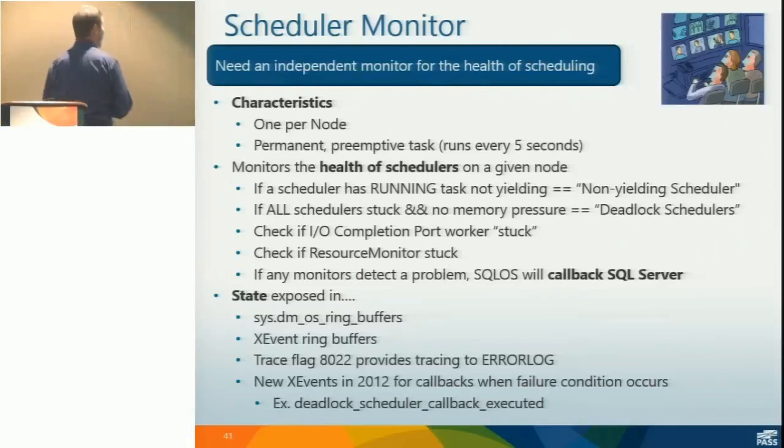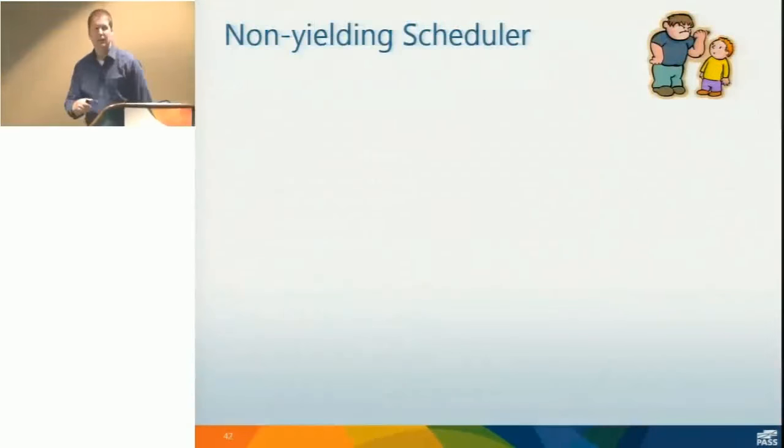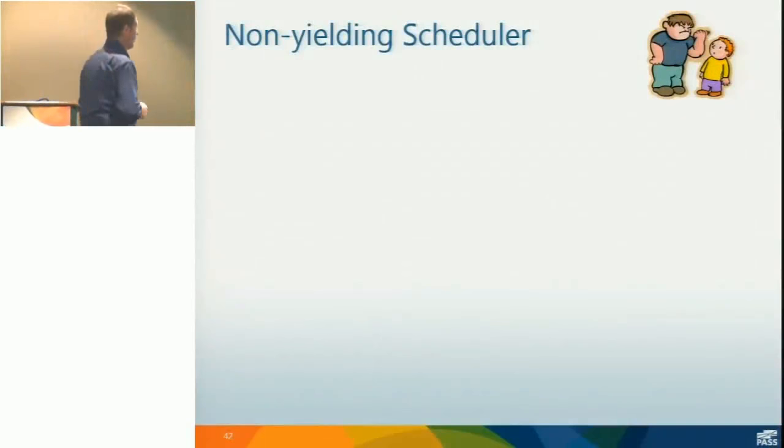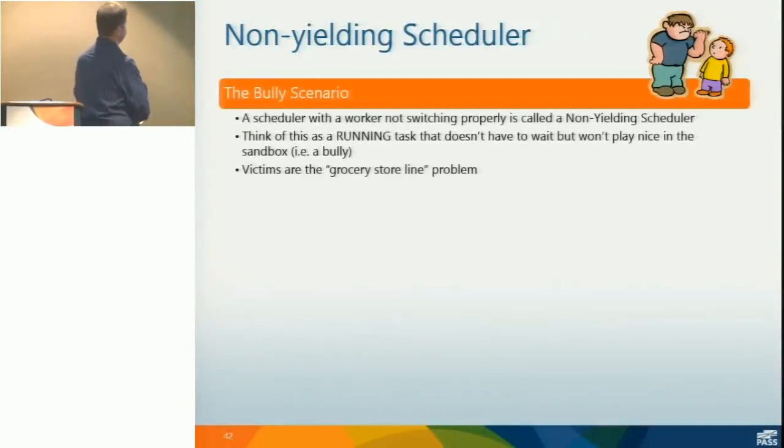And then there's a new Xevent in 2012. When we do those callbacks for like a deadlock scheduler condition, you can actually trap that with an Xevent. That's important because, as you're going to see here, we change the logic for deadlock schedulers on when we produce the stack dump, so it's important to know about that Xevent. Let's talk about a non-yielding scheduler scenario.